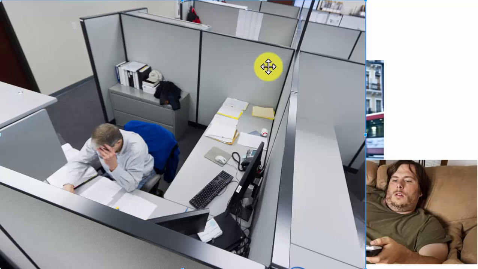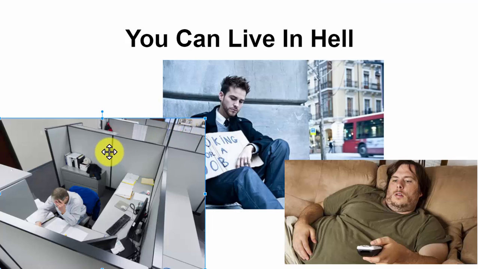This is not a cubicle. This is a prison cell. This is not how we were meant to live. This is how you kill a human soul.